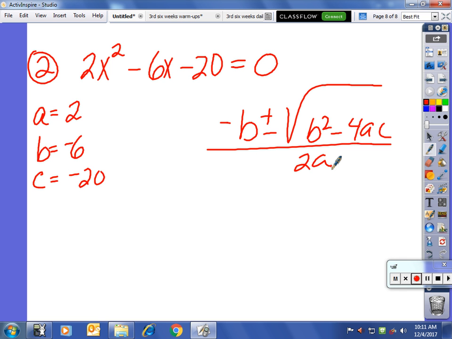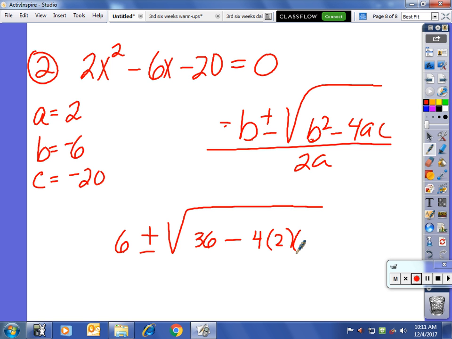All right, what's the opposite of B? 6. B is negative 6, so the opposite of negative 6 would be positive 6. You always take the opposite of B. And inside the radical symbol, you're going to do B squared. Well, I do that in my head as well. Negative 6 squared is positive 36. Minus 4 times 2 times negative 20. All divided by 2 times A, which in this case is 2 times 2.